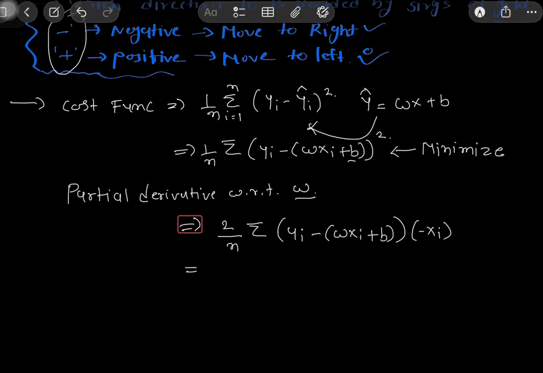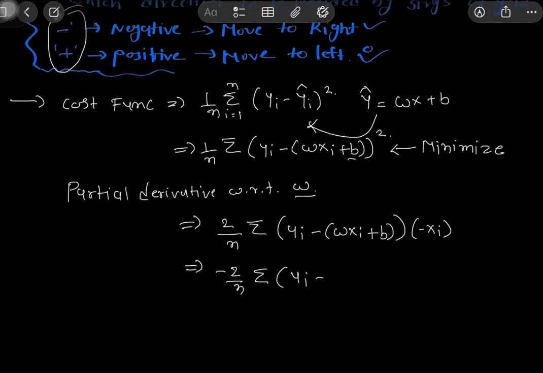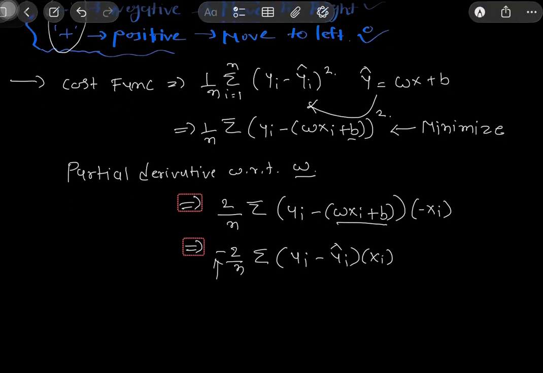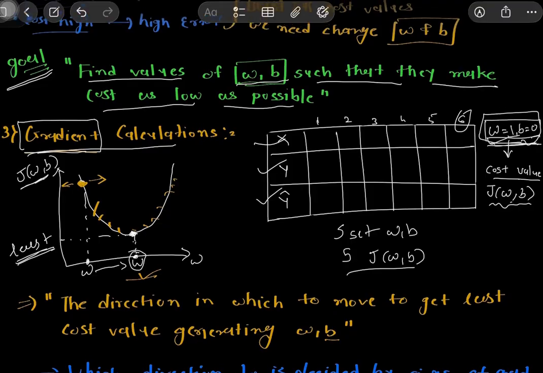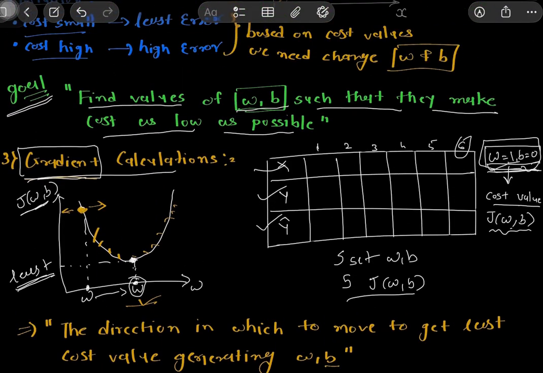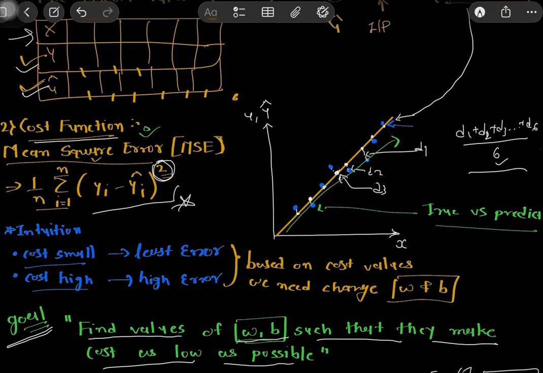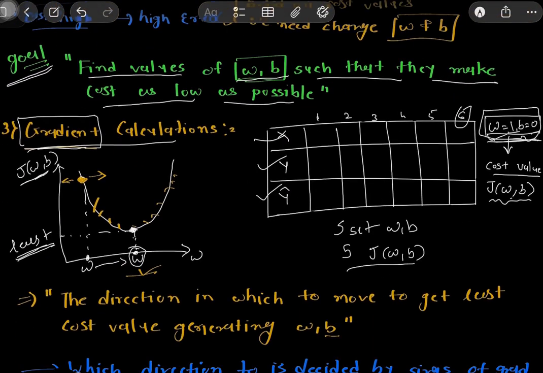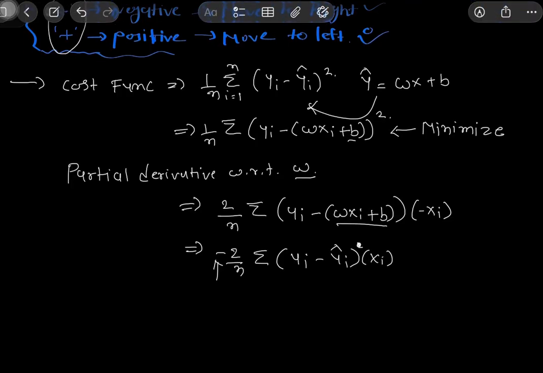So my final equation for gradient will be minus 2 by n summation yi, and again I will write wxi plus b as y hat, into xi. So here you see the minus sign came. Why? Because we don't have any square here. In our cost function, that square sign was there. So this difference, the error, will always be positive. So here we can never have a negative value as cost function. But here in gradient, we will have this negative value.